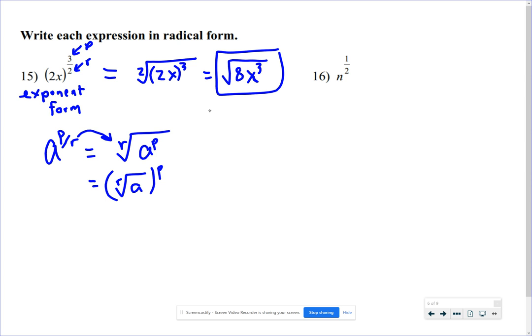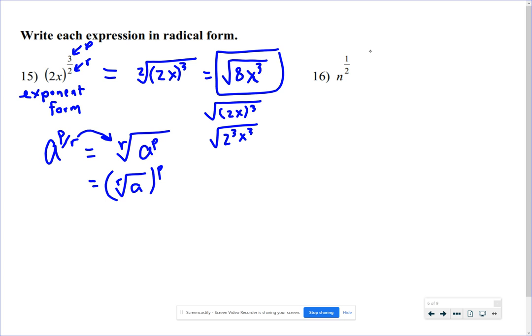Or you could leave it as a 2 to the third power. Right? Either way. So be aware that this would be the same thing. This would also be the same thing. Right? Okay, next one.